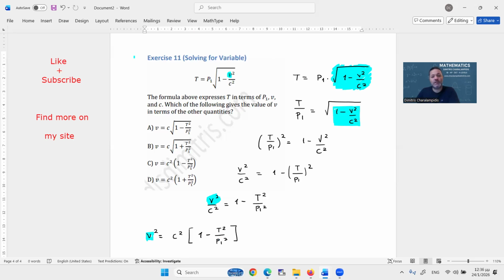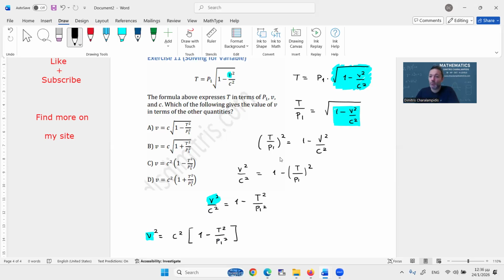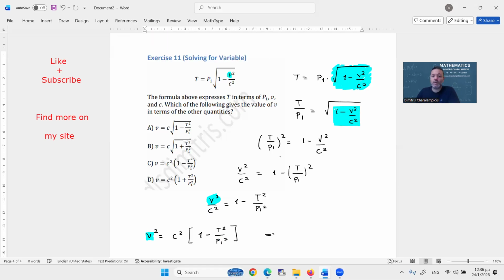I need to just isolate v, which means that I need this time to get rid of the second power. How can I get rid of a second power? By putting both sides on a root. So v is the root of c squared times 1 minus t squared over p1 squared. I have done it, but now I need to check which one of A, B, C, or D it is.